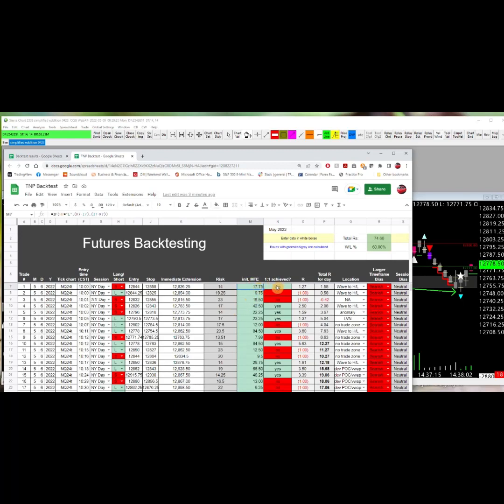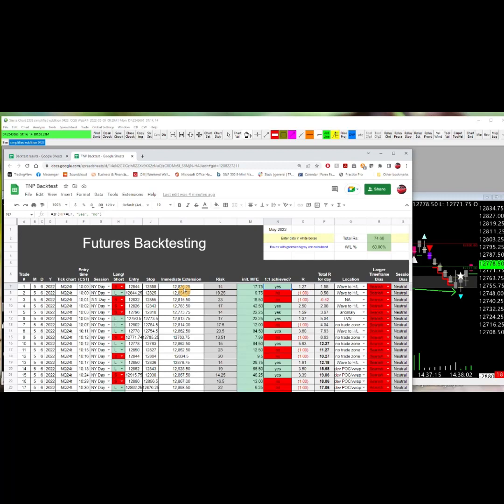And then what I'm asking here, these three are all functions. You can see it here, so you don't want to change this, to keep it working. This is telling me if one-to-one risk was achieved given this entry, this stop, and this immediate extension. So this is a limitation of the spreadsheet.